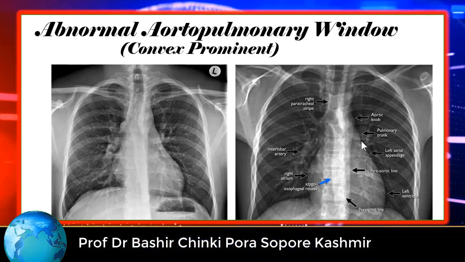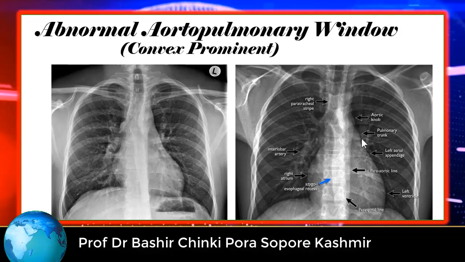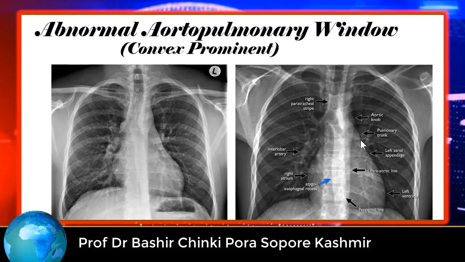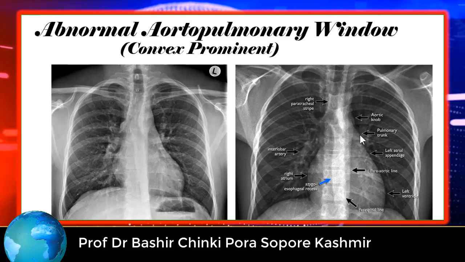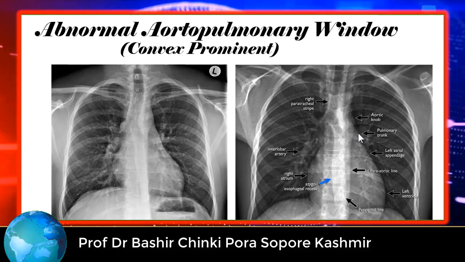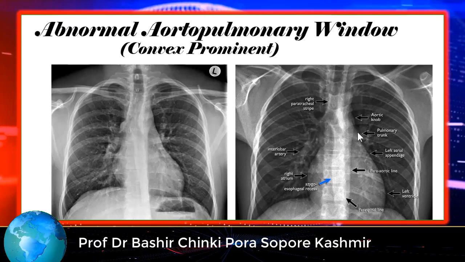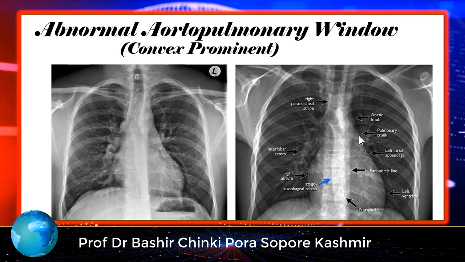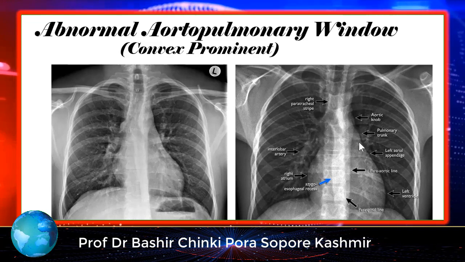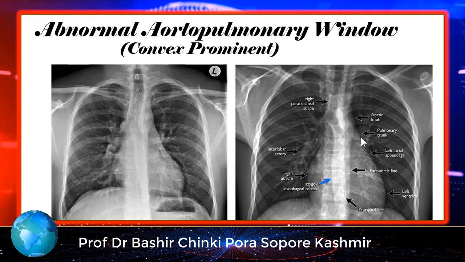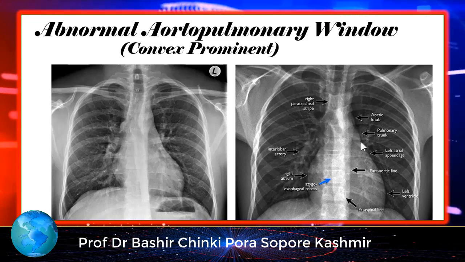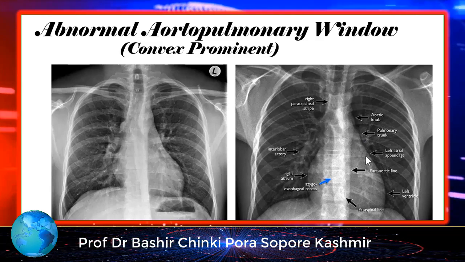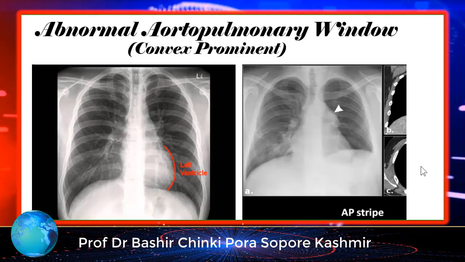The pulmonary artery is also called, in this area, the pulmonary conus. So this pulmonary conus has become prominent. So the concavity is changed into convexity, which can happen in pulmonary hypertension due to various causes of heart disease.